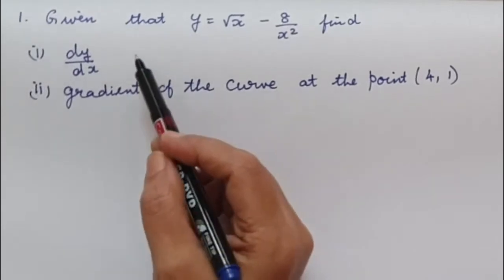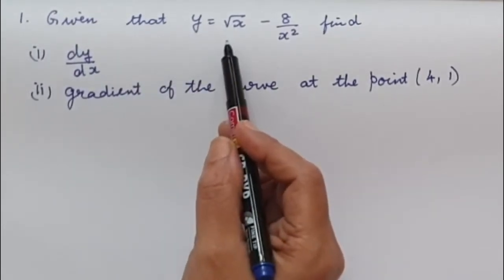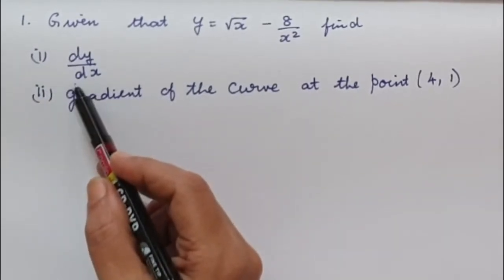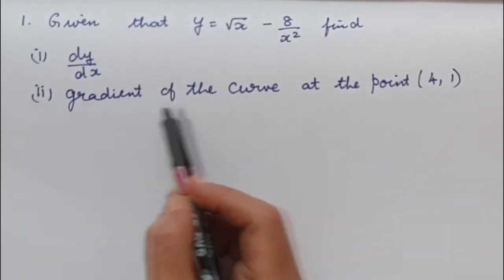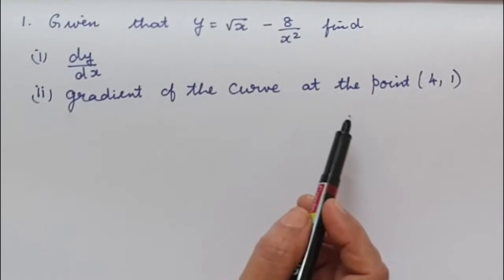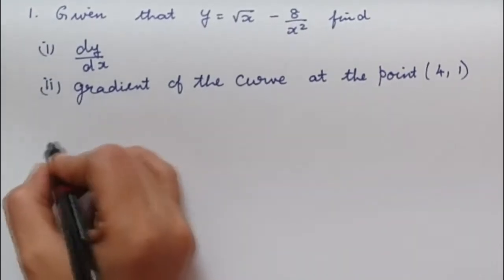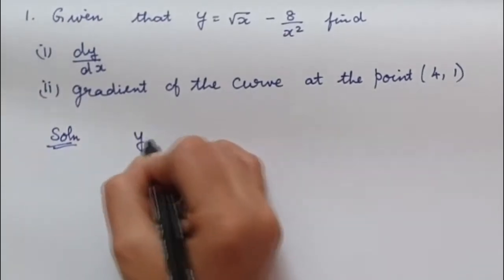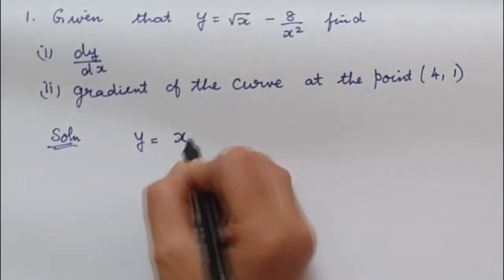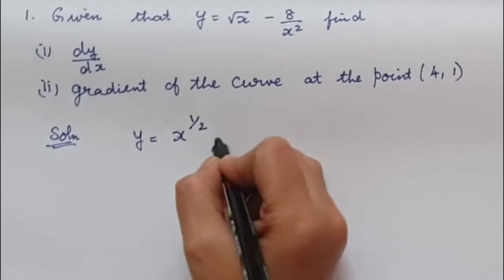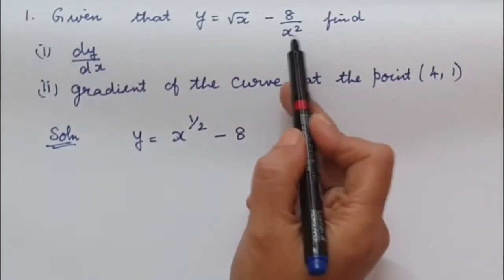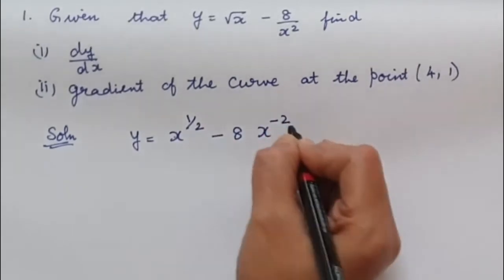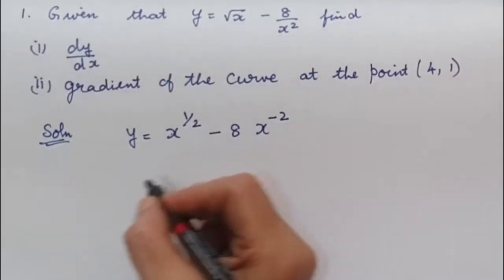The first question: given that y equals square root of x minus 8 over x squared, find dy over dx. The second one: find the gradient of the curve at the point 4, 1. First, we'll take our question. This is the solution for it. Y will be equal to square root of x, which can be written as x to the power of half, and then minus 8. In the denominator, when you have a square and take it to the numerator, it goes with a negative sign. So it will be x to the power of minus 2.